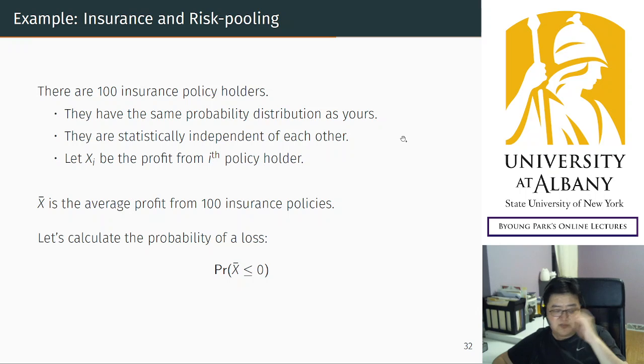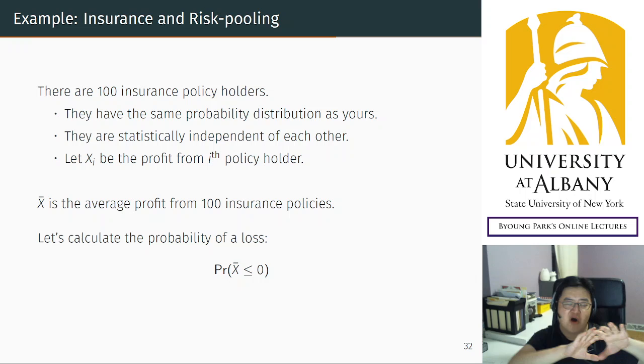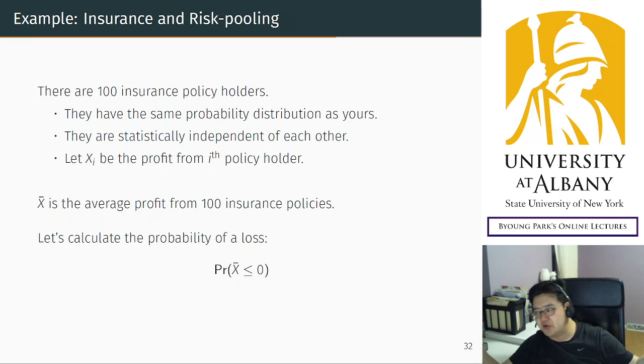Now, suppose that there are not only you, but 99 more clients of the insurance company. And I assume that the 100 insurance policyholders are independent of each other. So your accident probability is not affected by whether the other policyholders are involved in an accident or not, right? Your accident does not affect the others and is not affected by the others.